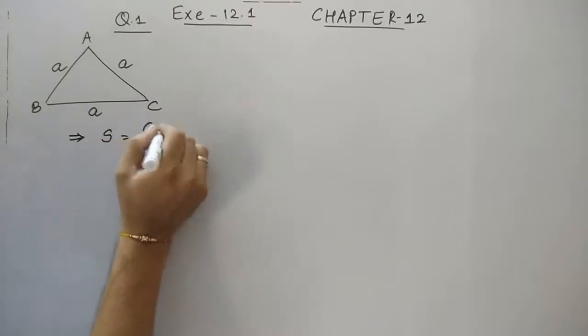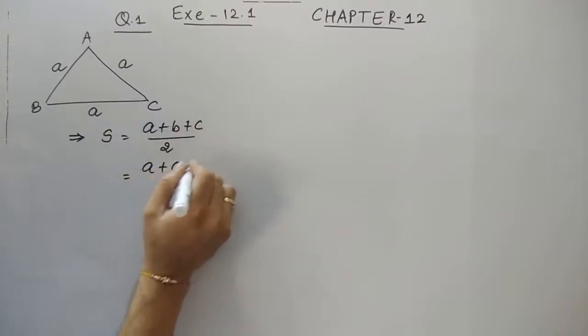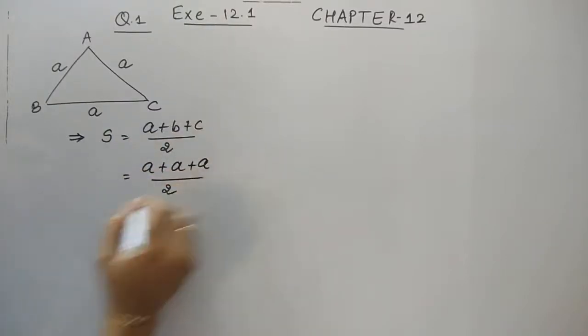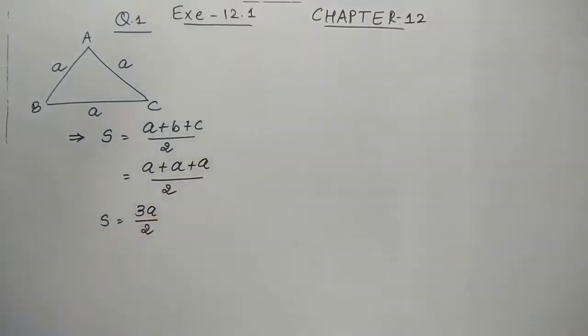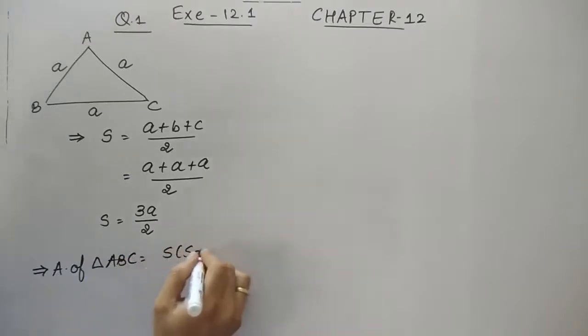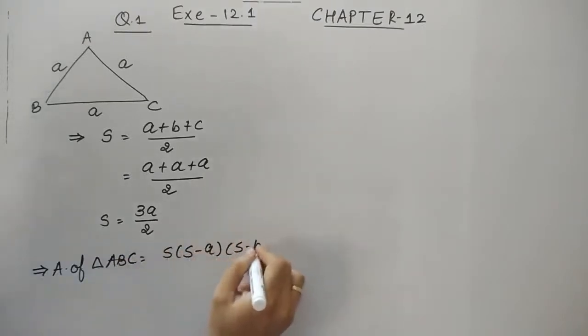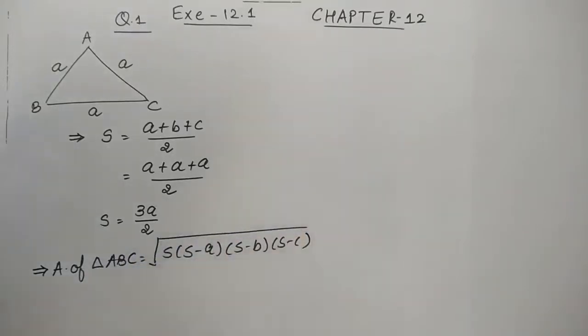Semi perimeter is the sum of all the sides divided by 2. As we know it's an equilateral triangle, so all sides are same. So we can say S is equal to 3a upon 2. This is what we obtain. Now according to Heron's formula, let's find out the area of triangle ABC. As we know, the formula is the square root of S minus a, S minus b and S minus c. We have to just substitute the value of S, that is 3a upon 2.